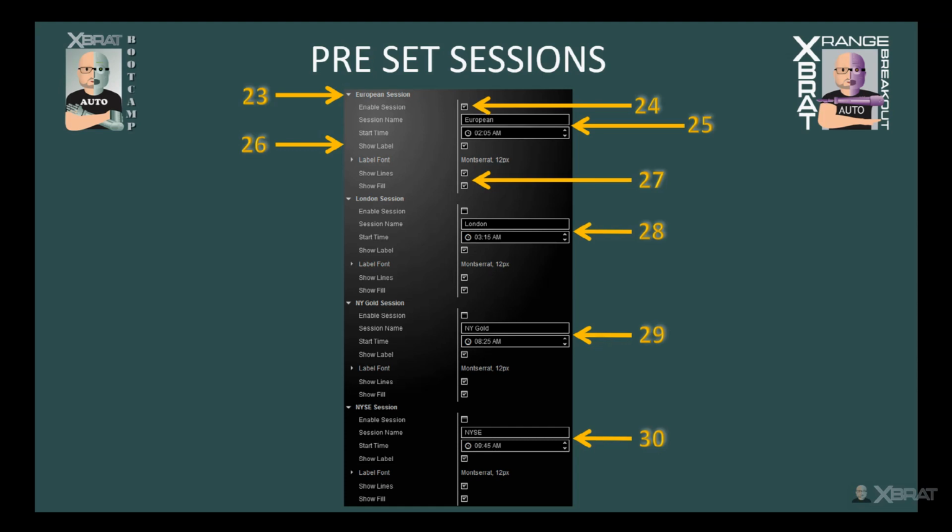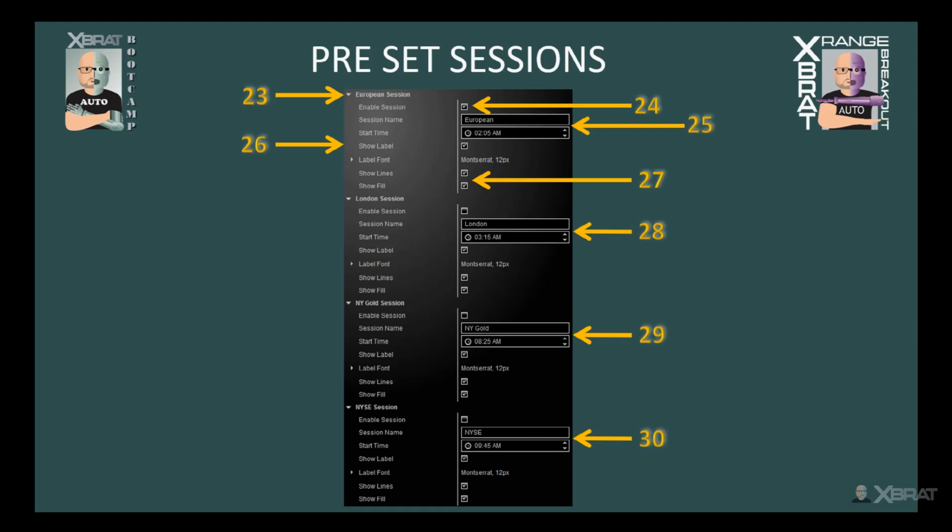Most metals will be the same. So 26, this is checked as default and shows the label, in this case European. It'll put that label that we just saw on those charts, where we saw NYSE and oil and things like that. 27 just shows the lines and the fill, and it's set as default the extreme of the opening range and fills in and shows on the buyer, so it shows on your chart.